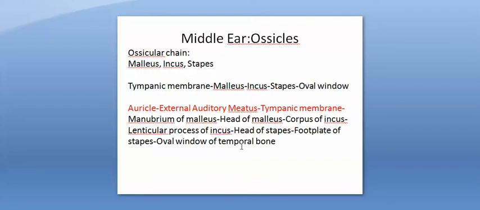Okay, and remember that the inner ear is housed within the temporal bone, the petrous portion of the temporal bone. So you should be able to put that together. So now we're not on the outside of the skull anymore. We're now inside of the skull.